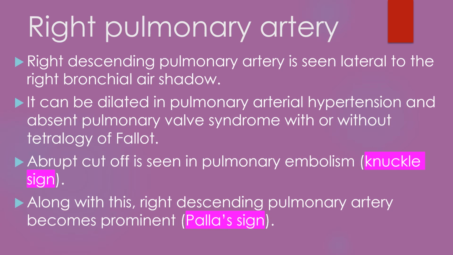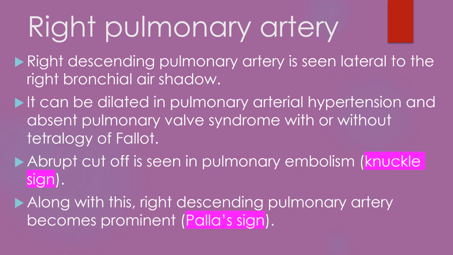Right pulmonary artery is seen lateral to the right bronchial air shadow. It can be dilated in pulmonary arterial hypertension and absent pulmonary valve syndrome with or without tetralogy of Fallot. Abrupt cutoff of right pulmonary artery is seen in pulmonary embolism and it is known as knuckle sign.